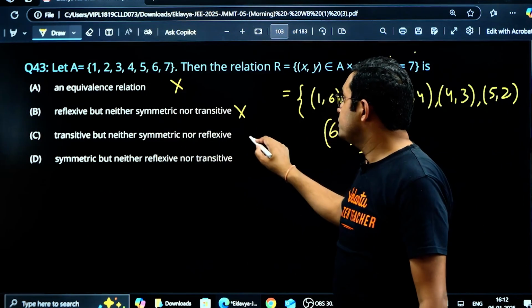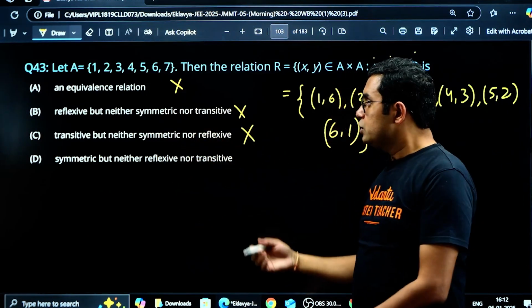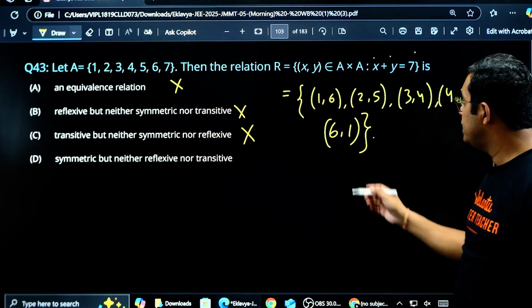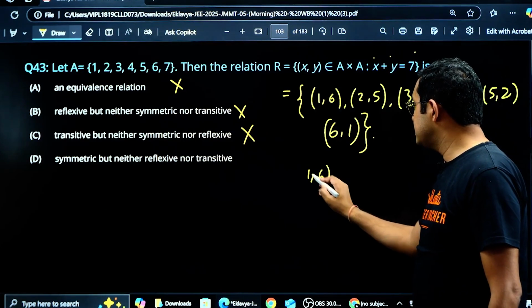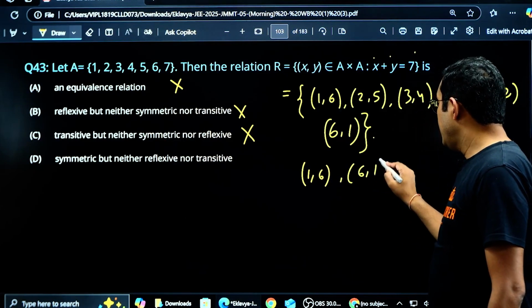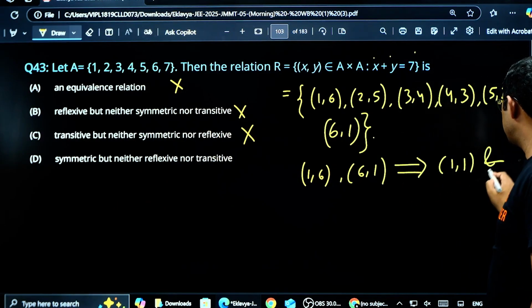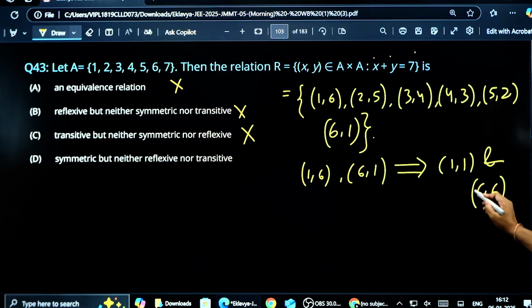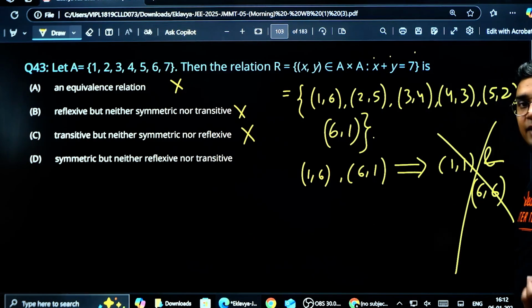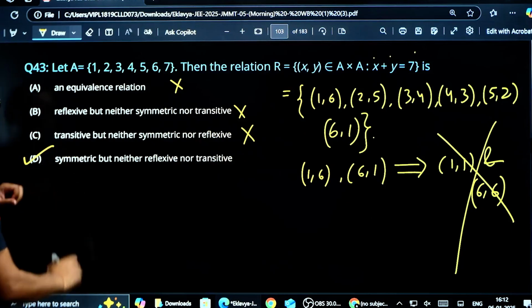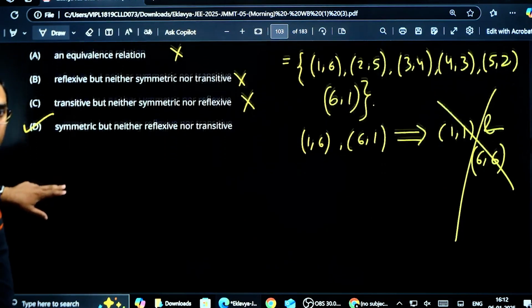So I think this option is also wrong because it says neither symmetric. So it has to be symmetric, but neither reflexive nor transitive. Transitivity can also be checked because (1,6) and (6,1) are both there. For transitivity, you need to have (1,1) and (6,6) both there. But as you can see, they are not there in the relation. Hence, it is not transitive. So the answer is B, that is symmetric, but neither reflexive nor transitive.